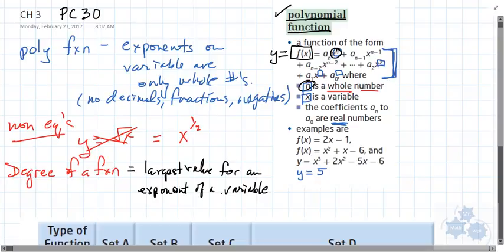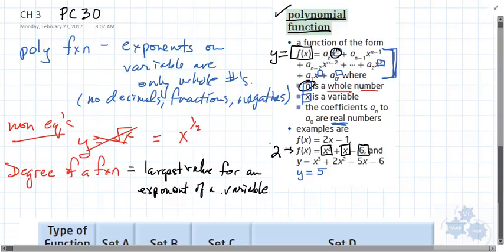So you could have a collection of terms like this right here: x squared, x to the power of 1. This is 6x to the power of 0, really. So the degree of this one here is the largest exponent on the variable, which is 2. So this is degree 2.